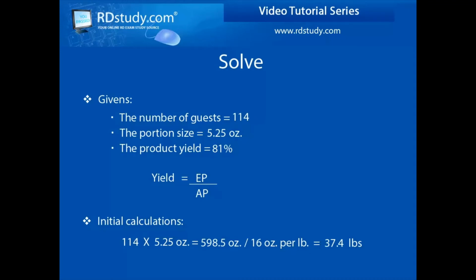Start by plugging these values into the formula. The yield was a given at 81%, or 0.81. The next value to fill in is the EP. This was the value that we just solved for at 37.4 pounds. To finish solving, we will need to isolate AP as it is now in the denominator of the formula.